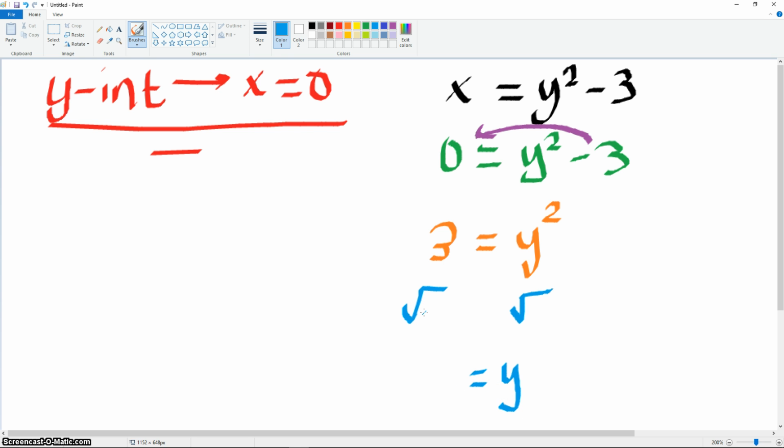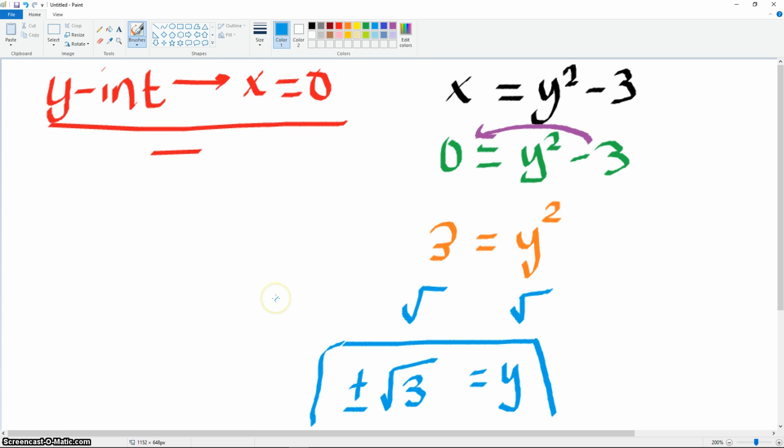I'm not sure if Mr. Marks has mentioned it to you, but when you take the square root of a number, you get plus or minus, and then we get the square root of 3. So for this one, we have two y-intercepts, the positive square root of 3 and then the negative square root of 3.